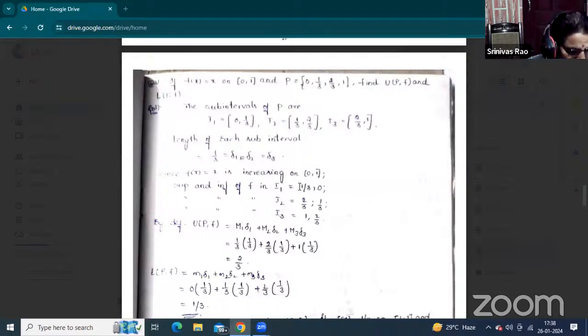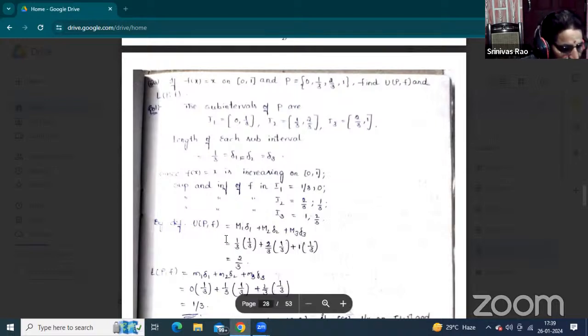These values are denoted by capital M1, M2, M3, small m1, m2, m3. These values depend upon the lower and upper values of the subintervals. Now, according to the supremum and infimum values, we write the upper Riemann sum. It is also denoted by U of P, f, the upper Riemann sum or upper Darboux sum. These are all similar names.